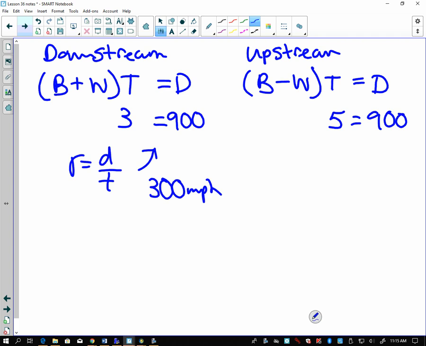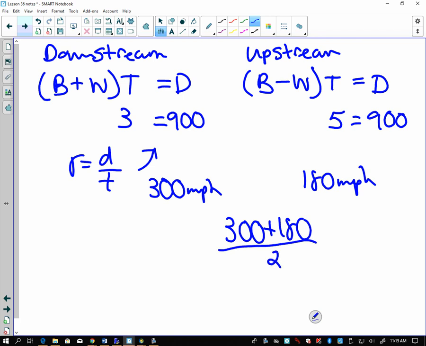Over here, how fast is he going if it takes him 5 hours to go 900 miles? 180 miles per hour, because the wind is in his face. Now, if I want to find out how fast he's going to go in still air, I'm going to add the 2 up and divide by 2. It's the average, because one is pushing and one is pulling. Okay? So 300 plus 180 divided by 2. This won't work for every single equation, but it works for some of these where you don't have a whole bunch of other information to work with. So that's 480 divided by 2. So how fast would he go in still air? He'd go 240 miles per hour.